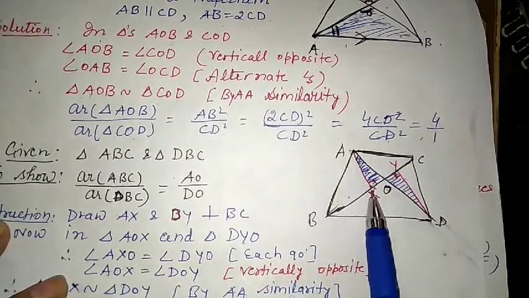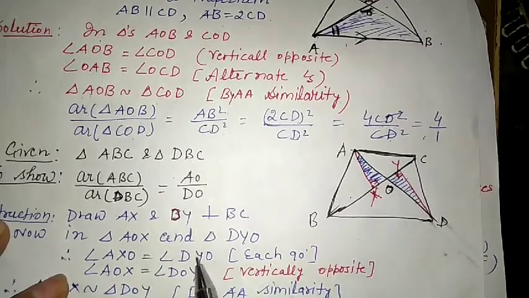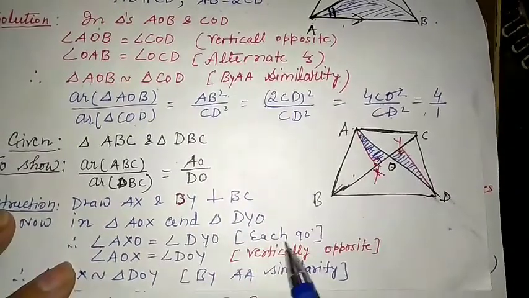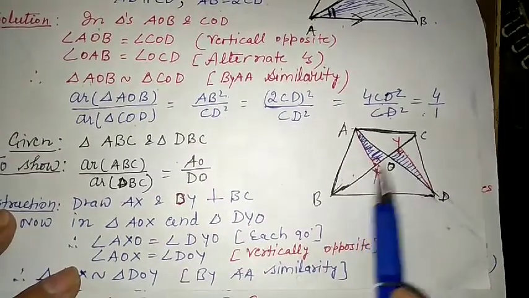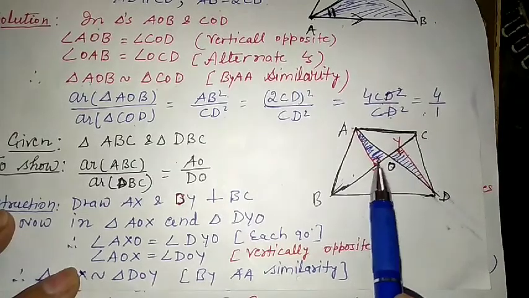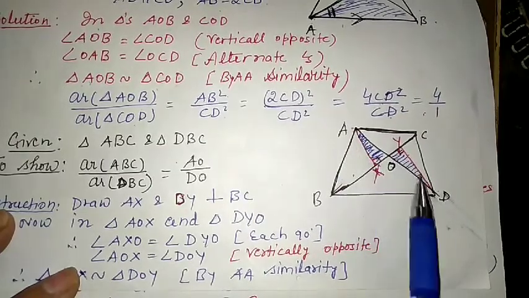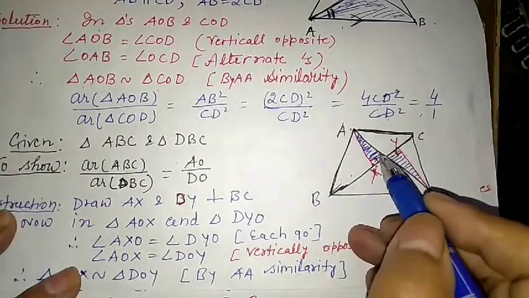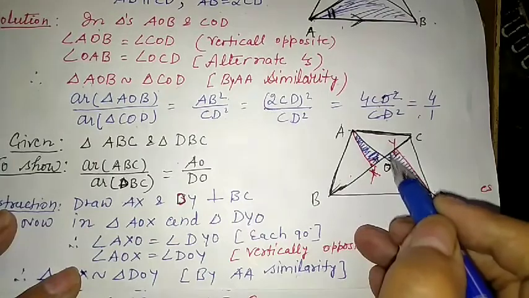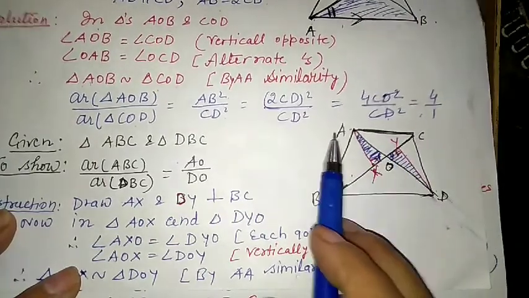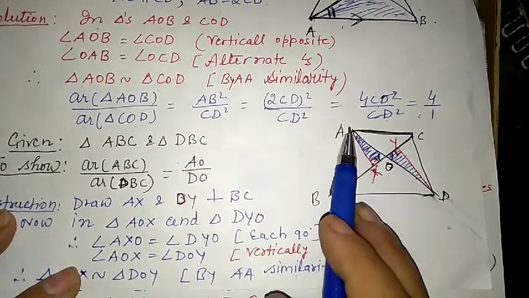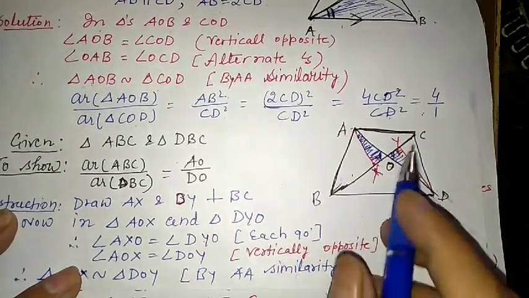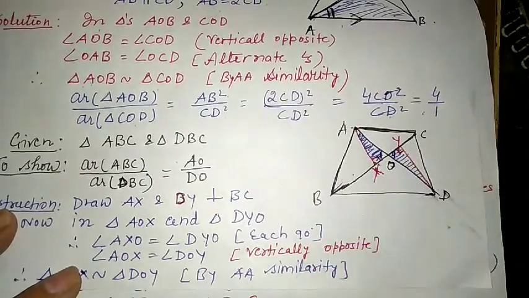Angle AXO is equal to angle DYO. These are each 90, because we have drawn the perpendicular. So angle AXO is equal to DYO, both 90. And this one, angle AOX, this angle, and angle DOY, this one, both are vertically opposite.